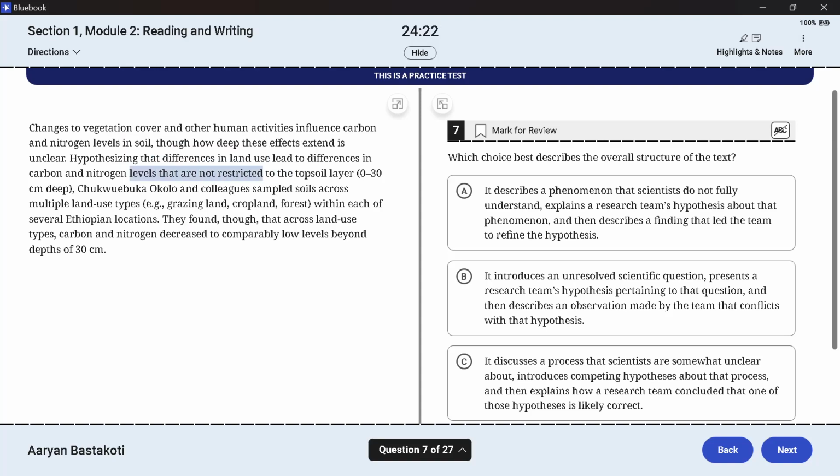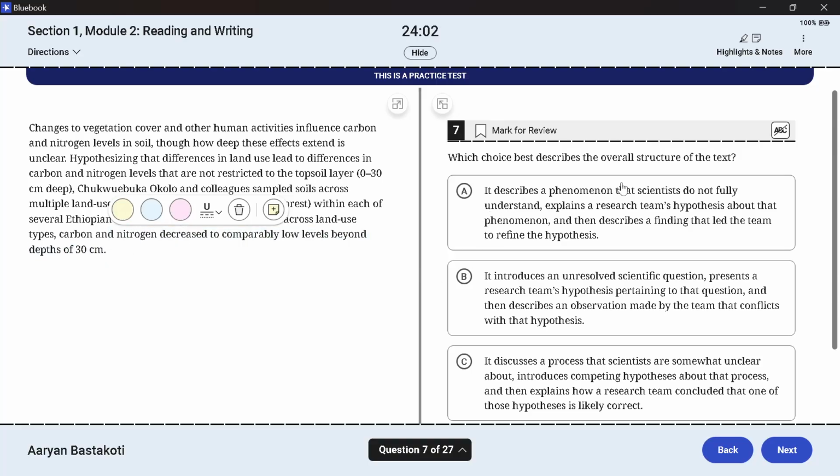In the topsoil layer, the land use will decrease carbon and nitrogen levels, and the decrease is not restricted to the topsoil layer. And what they found was that across land use types, levels decreased to comparatively low levels beyond depths of 30 centimeters also. So the hypothesis is matching the conclusion.